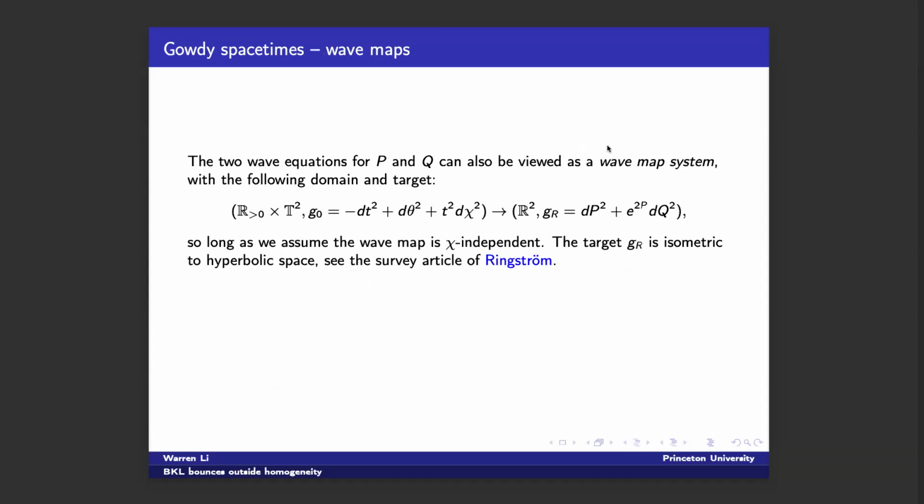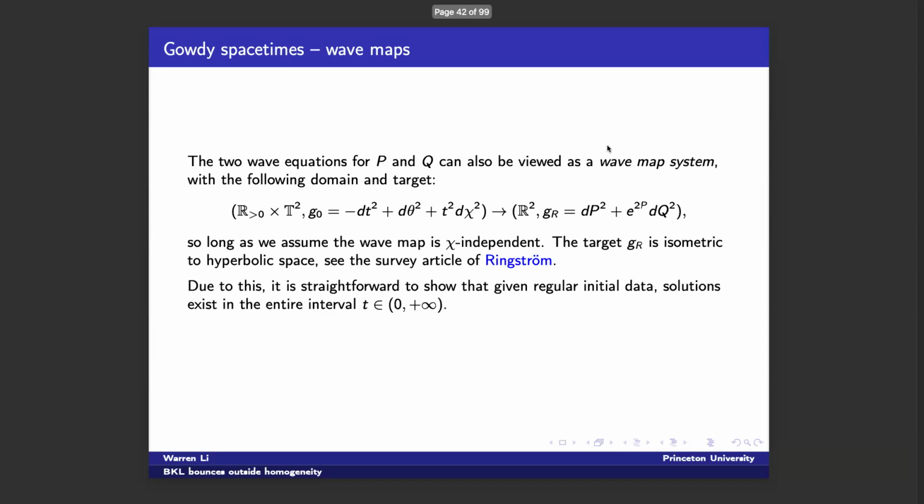It turns out that those two equations for P and Q can actually be viewed, very interestingly, as a system of wave maps between a domain which is 1 plus 2 dimensional and a target which is actually hyperbolic space. Those equations for P and Q are exactly the wave map equations if you assume the wave map is independent of this additional variable. I don't really want to say too much more about that, but this very nice geometric structure means that we can show that given any initial data, we can solve for the entire spacetime in the complete interval of t. So we have global existence.